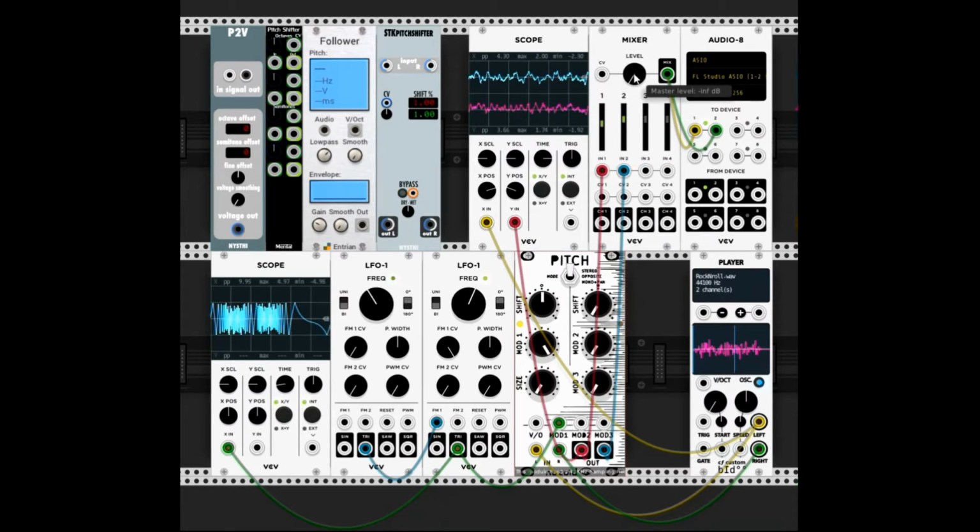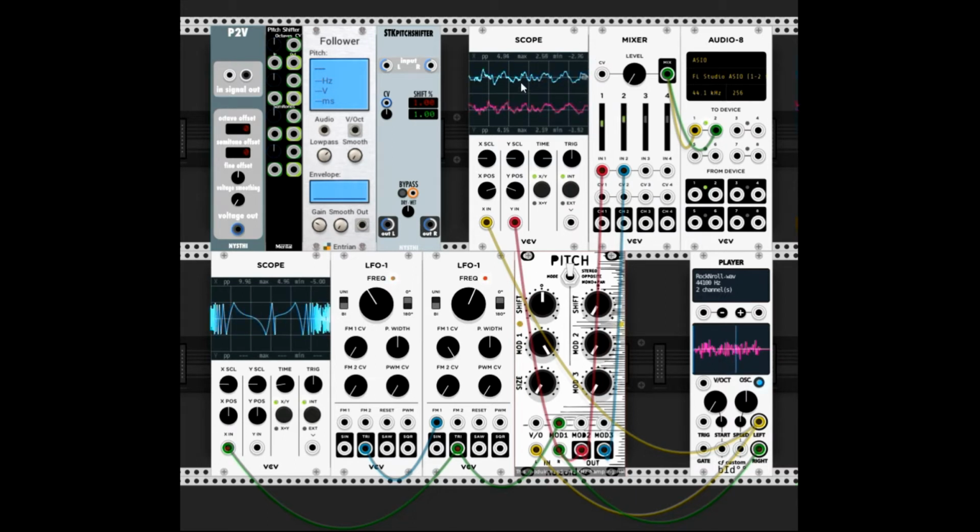I've turned the volume down, so don't be surprised that you don't hear any sound. So what's going on? I have two LFOs here, one LFO modulating the other, the frequency and the cycle length of the other LFO. The overall output of these LFOs, of the second one here, is depicted here in the scope. The scope shows it.